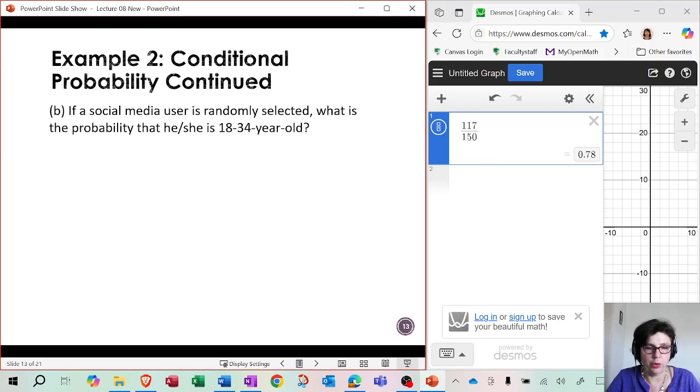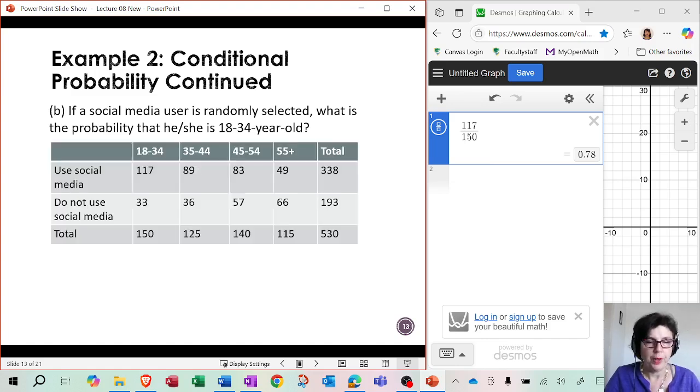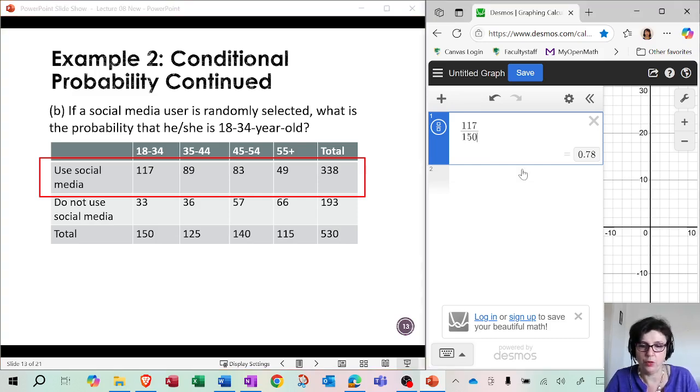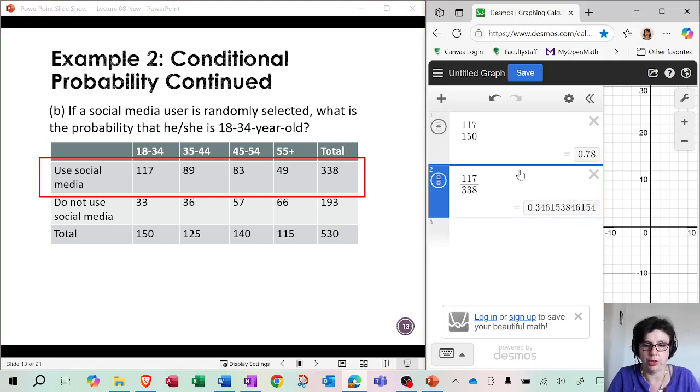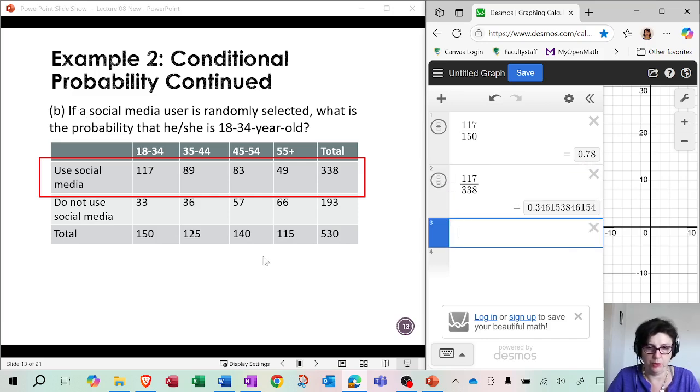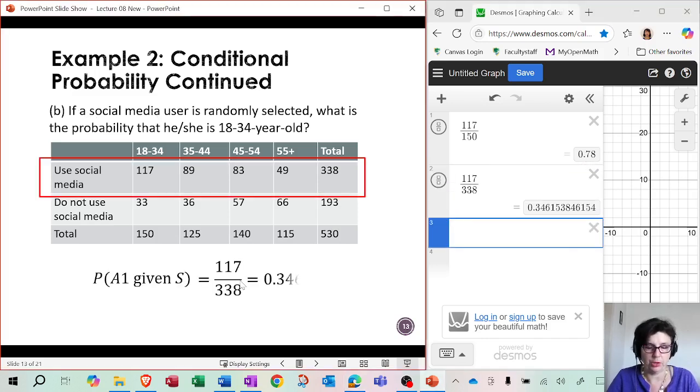Okay, now let's look at one more example. If a social media user is randomly selected, what's the chance that that person belongs to age group 1? Now, what is your condition? Always concentrate on the condition. The condition is social media user. So you are cutting down your universe to just social media users. How many of them are 18 to 34-year-old? Well, there are 117, but now we are dividing by 338, which is the total in the condition, the total of social media users. So you're not going to get the same answer.